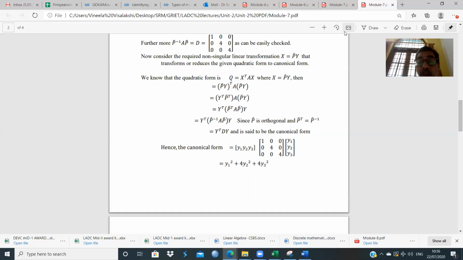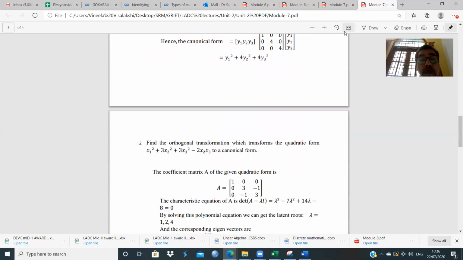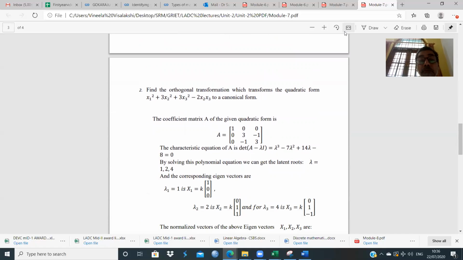So this quadratic form represents an ellipsoid in 3 dimensions. So what was not comprehensible in the original form is easily comprehensible once you've converted into the canonical form. There is a second example in which we have 1 cross product term. So we would like to convert this into the canonical form and see what its structure is.